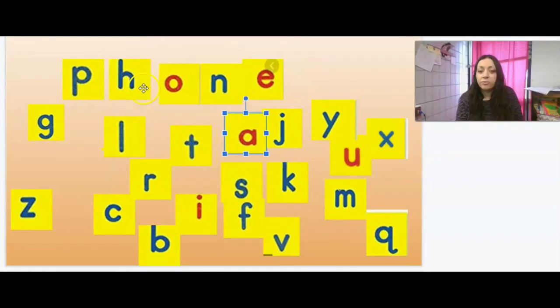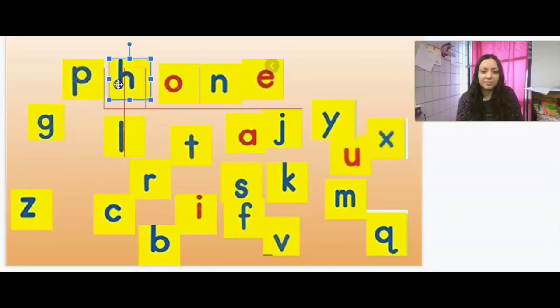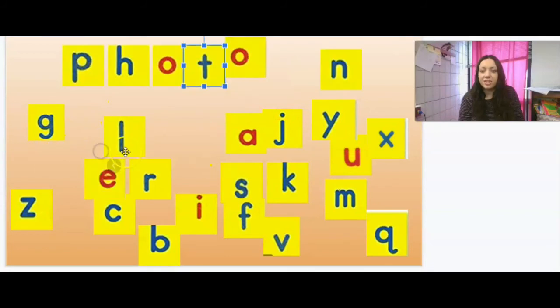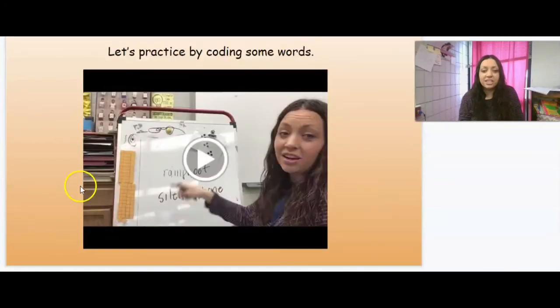All right, I'm going to make a tricky one. What about this one? Oh, it's got O consonant E, so own, phone. Good job. All right, we're going to try one more. Let's try this word. Photo, photo. Good job.